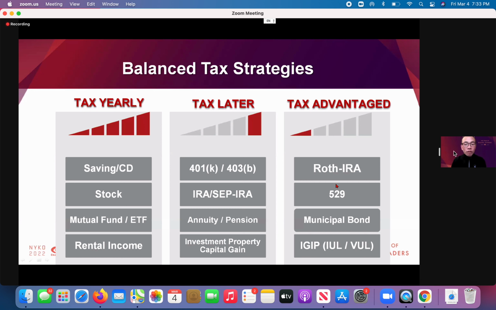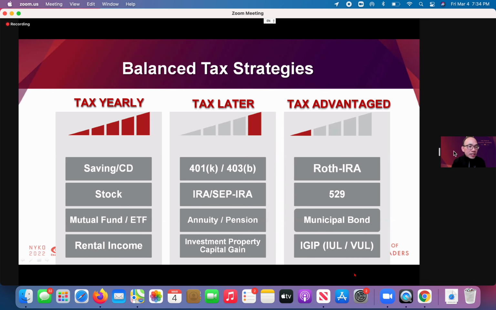And then I'll ask, 529 is for college, muni bonds. And then are you familiar with investment grade insurance plans? And they usually say, no, I never heard of it. Are you familiar with the tax code 7702? Oh, no, I never heard of it, right? So this is a key point. I will ask right here, Mr. or Mrs. Client, if you want to save on tax, let me ask you, should you put more money on the left or on the right?